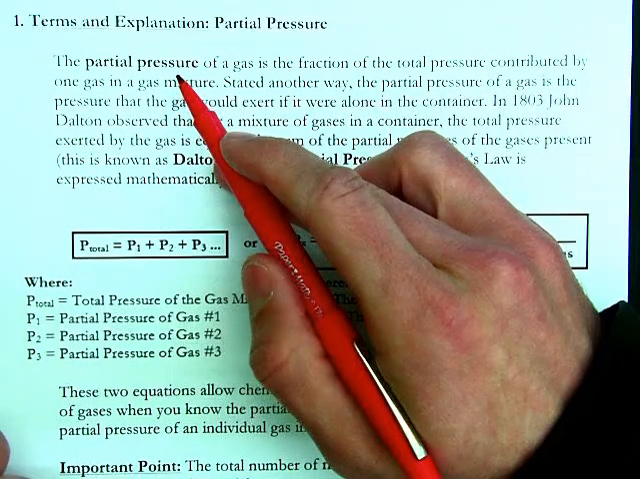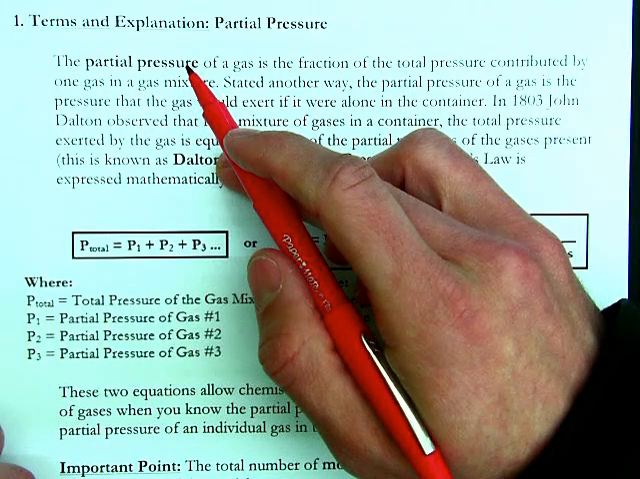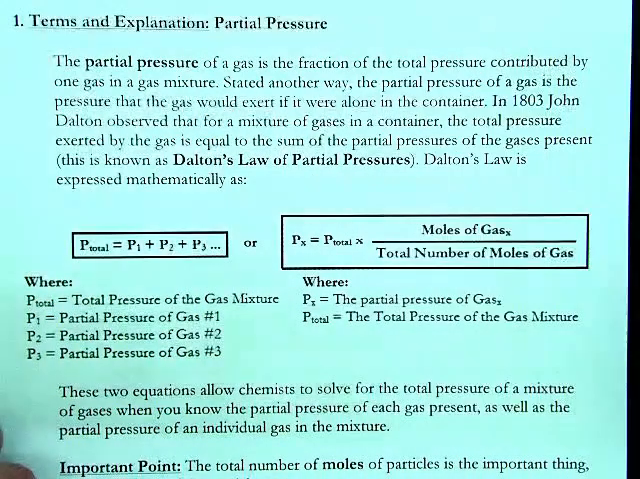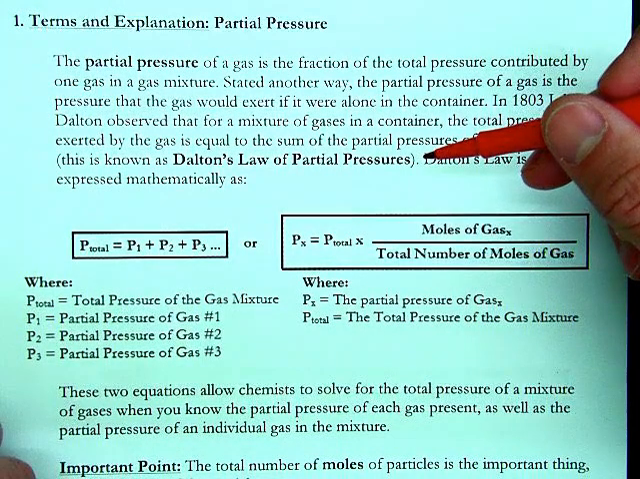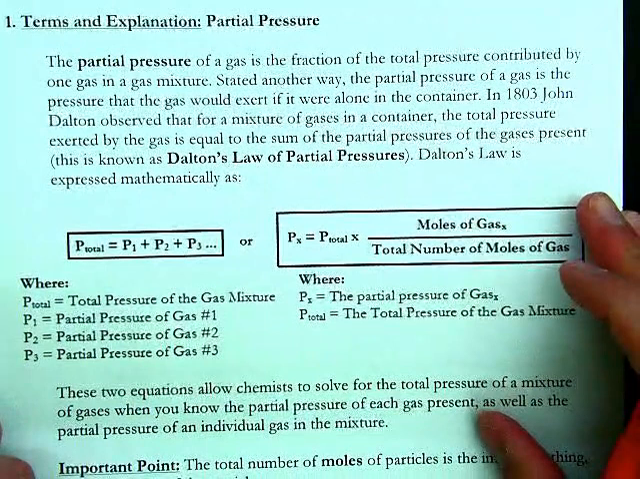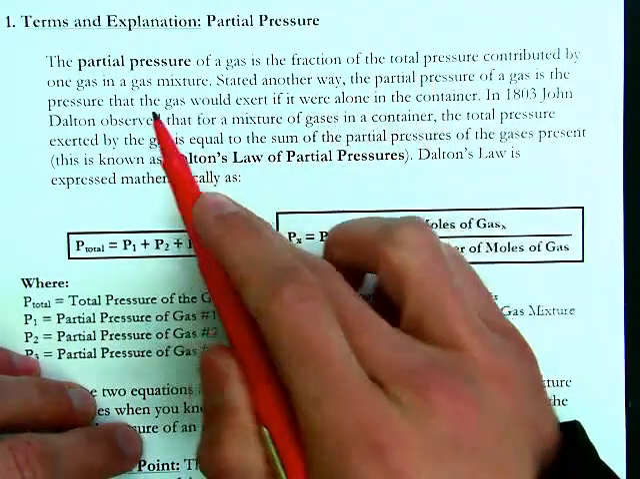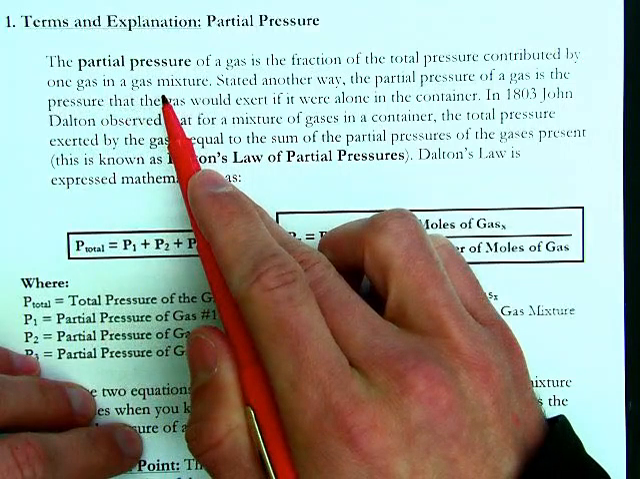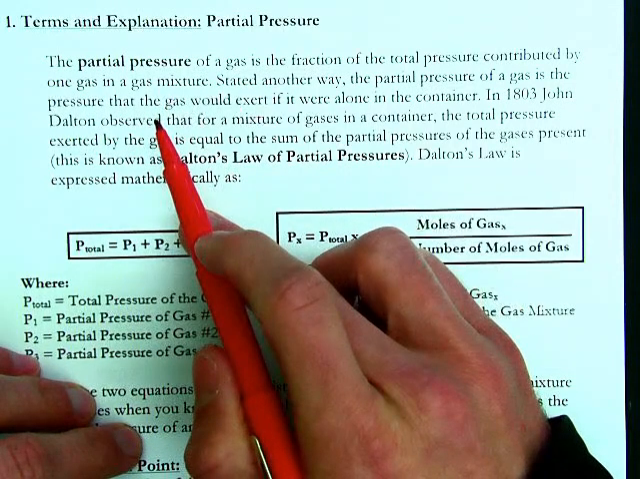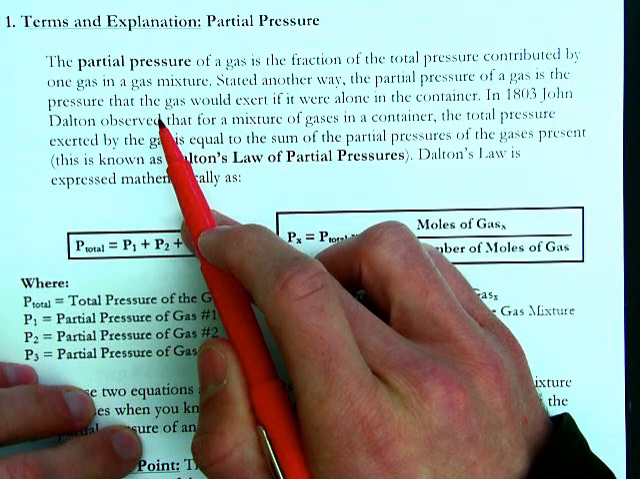Partial pressure is the pressure that is exerted by a gas in a mixture of gases. So when you have multiple gases in a container, each gas in the container will bounce off the container walls and will exert some pressure. The partial pressure of a gas is the fraction of the total pressure that's contributed by one gas in the mixture. Stated another way, the partial pressure of a gas is the pressure that the gas would exert if it was in the container by itself.